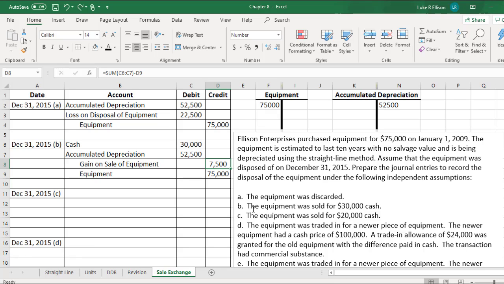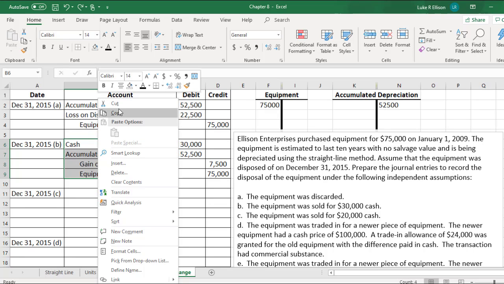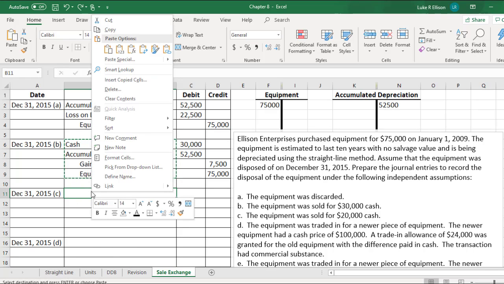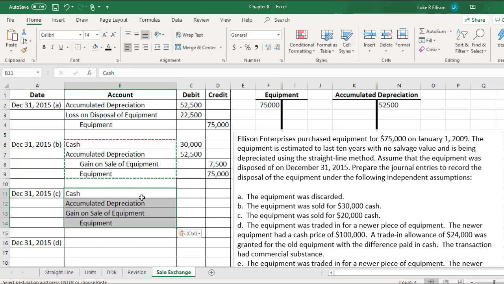Next, we can move on to C, which says that the equipment was sold for $20,000 cash. Now this is the same situation as B, except now the cash amount has changed. So I'm going to grab our account titles that we used before, and then we'll just edit them as we need to. The only one that's really going to change is possibly the gain on the sale of equipment, because that's our plug number. It could change to a loss. So I'm just going to delete that for now, and we can fill in the other amounts.